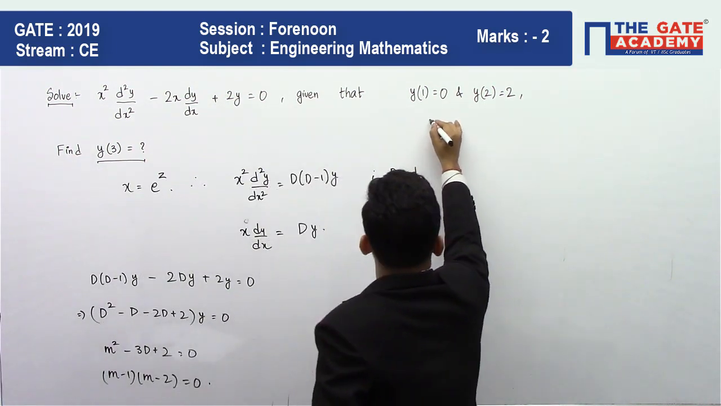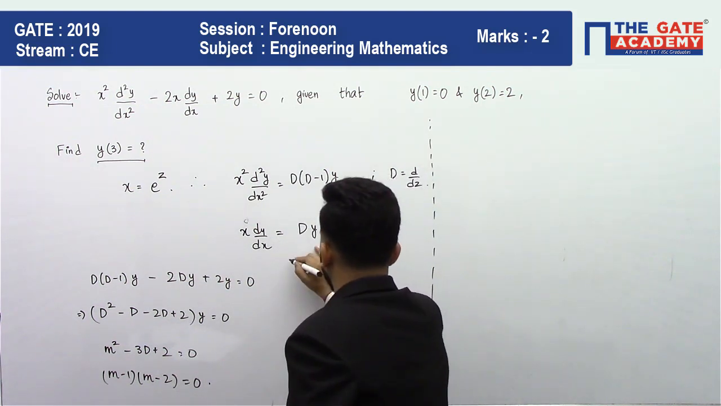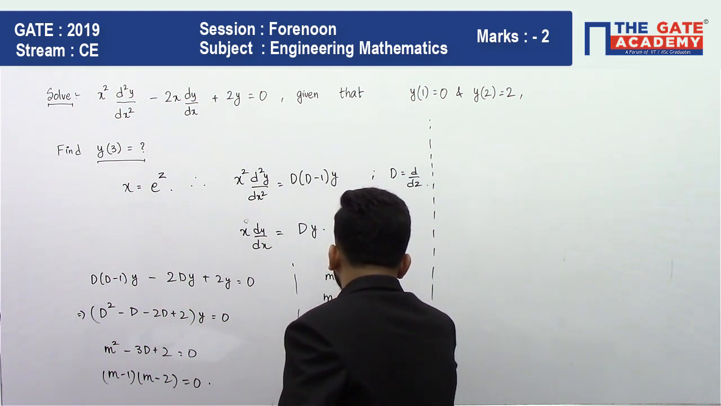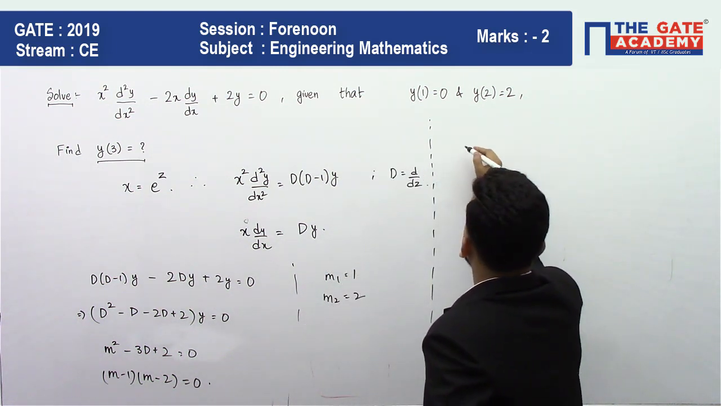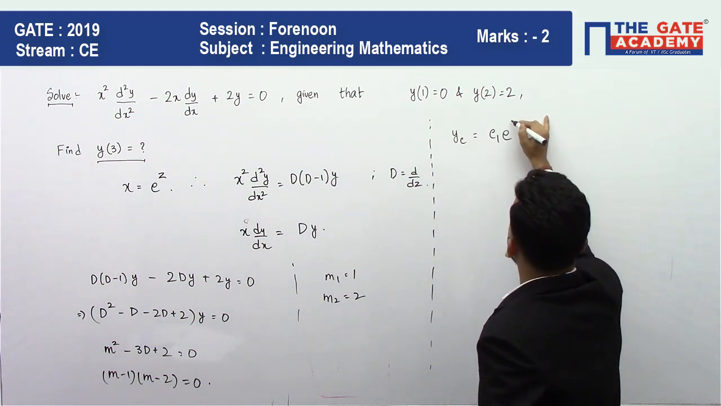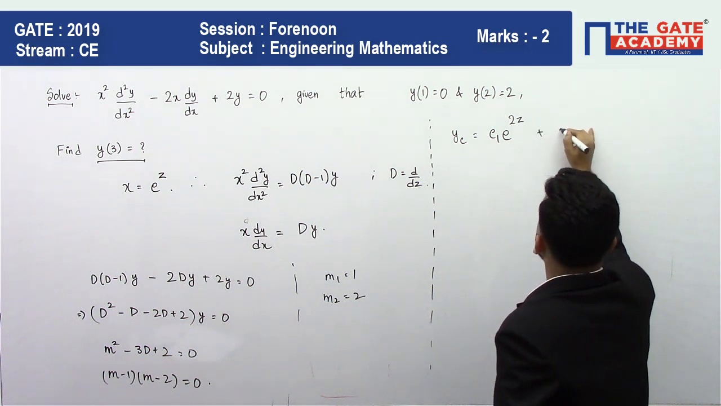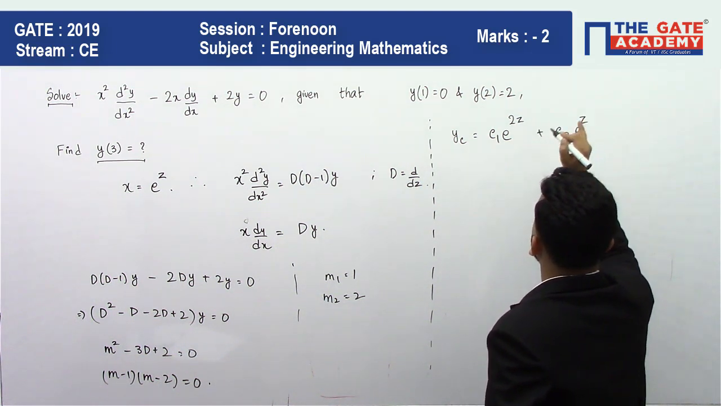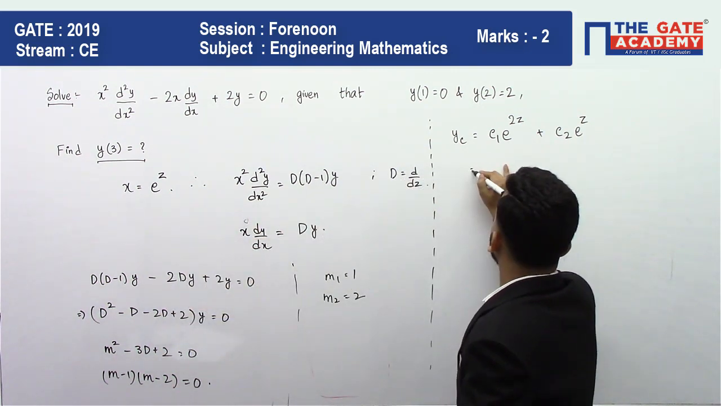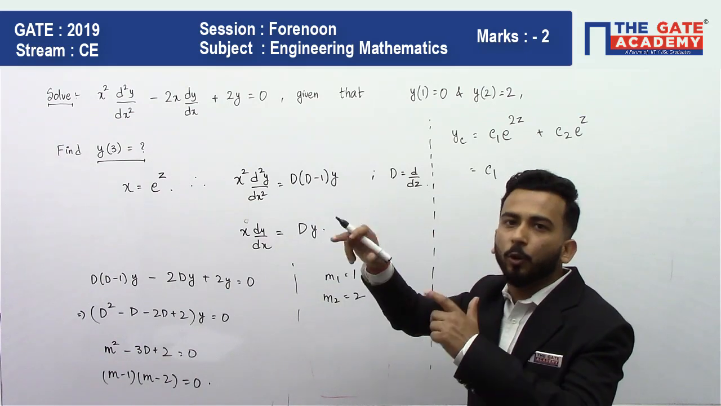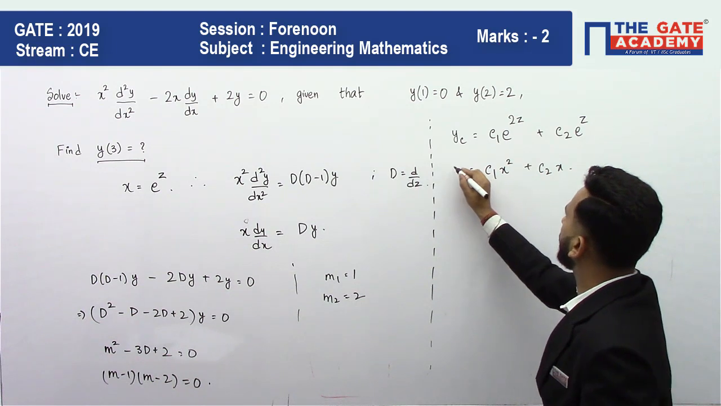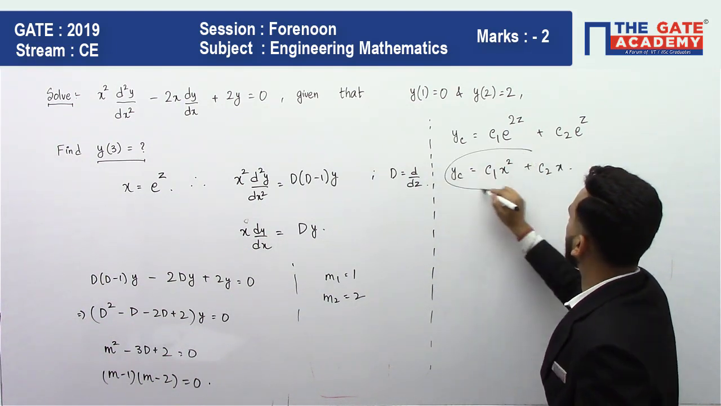So the roots are m1 is equal to 1 and m2 is equal to 2. The complementary function is yc is c1 e to the power 2z plus c2 e to the power z. Since e to the power z is x, it will be c1 into e to the power z whole square, so it becomes x square, plus c2 into x. This is your final complementary function in terms of x.